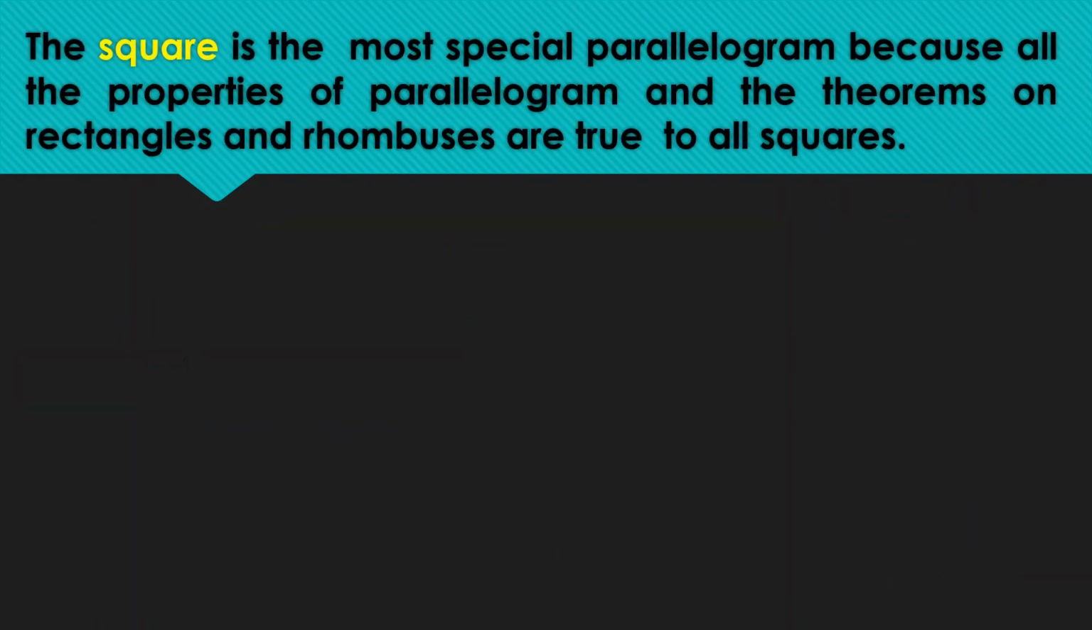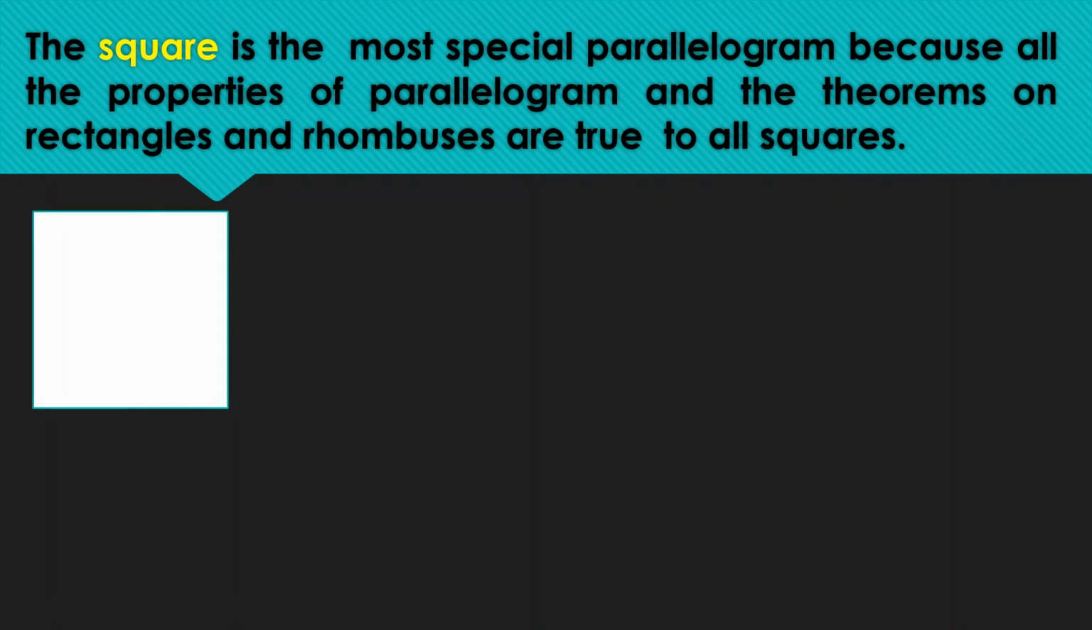Okay, next, the square is the most special parallelogram because all the properties of parallelograms and the theorems on rectangles and rhombuses are true to all squares. Okay, on this square, we have FLAM. The name of the square is FLAM, and the diagonals FA and ML intersect at E. So we have angle 1, angle 2, angle 3, angle 4, and angle 5.